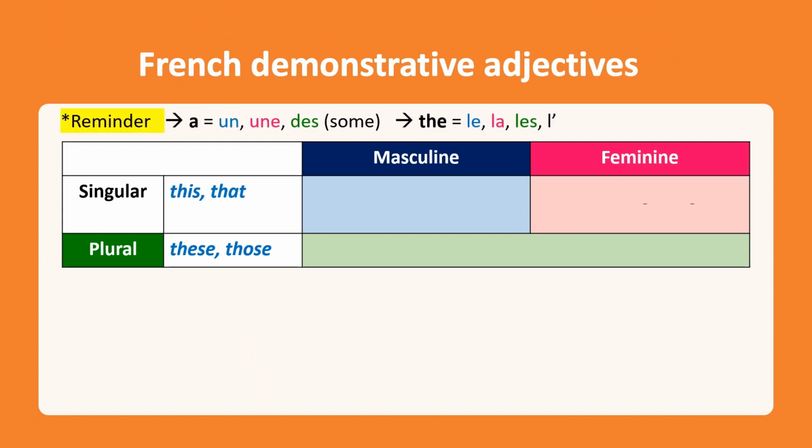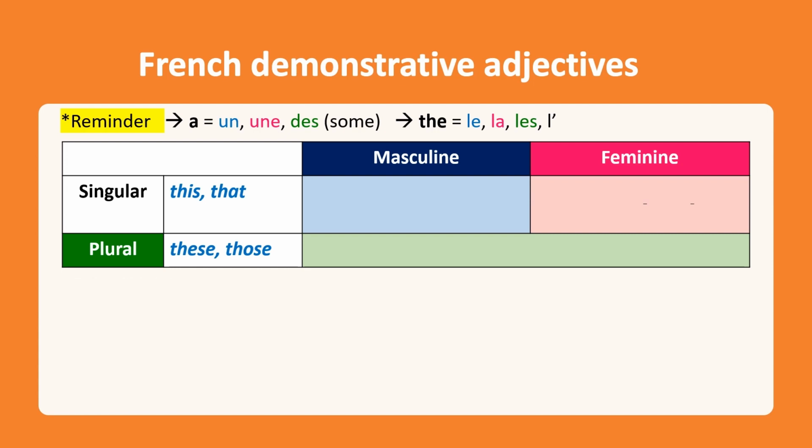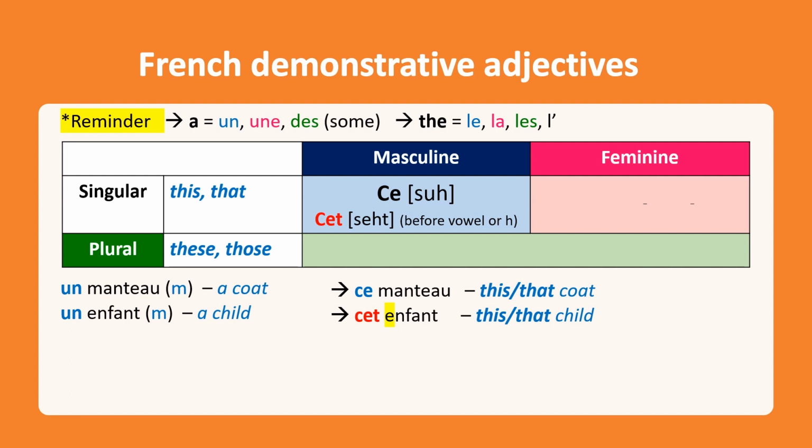So how does it work in French? First of all, we do not make the distinction between this and that, or these and those. For singular words that are masculine, we're going to say ce. For example, un manteau is a coat, so to say this coat or that coat, we're going to say ce manteau. Be careful, because if the word that follows starts with a vowel or an H, the ce is going to turn into cet, because it's easier to pronounce.